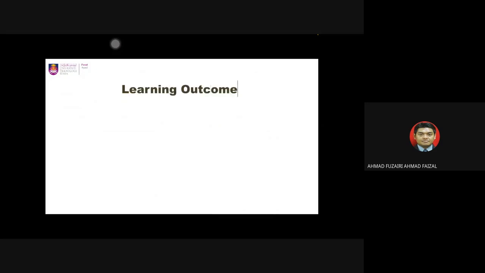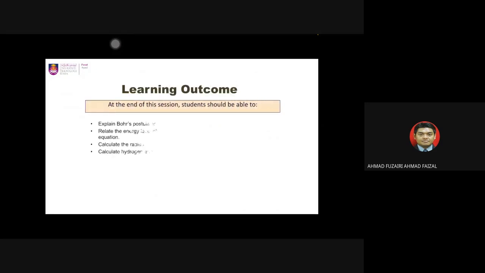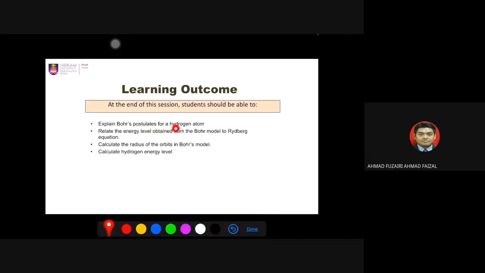These are the learning outcomes for this subtopic, where at the end of this session, students should be able to explain Bohr's postulates for a hydrogen atom, relate the energy level obtained from the Bohr model, and calculate the radius of the orbits in the Bohr model, calculate hydrogen energy level.